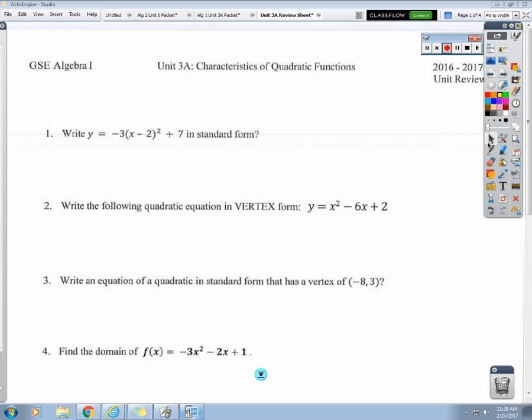Number 1, it says write y equals -3(x minus 2) squared plus 7 in standard form. Well, it's currently in vertex form. Okay, this is vertex form. They want it in standard form. Standard form looks like this.